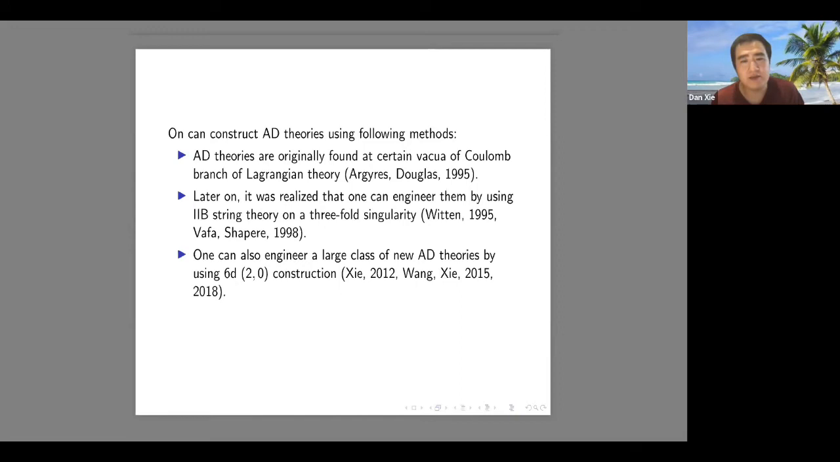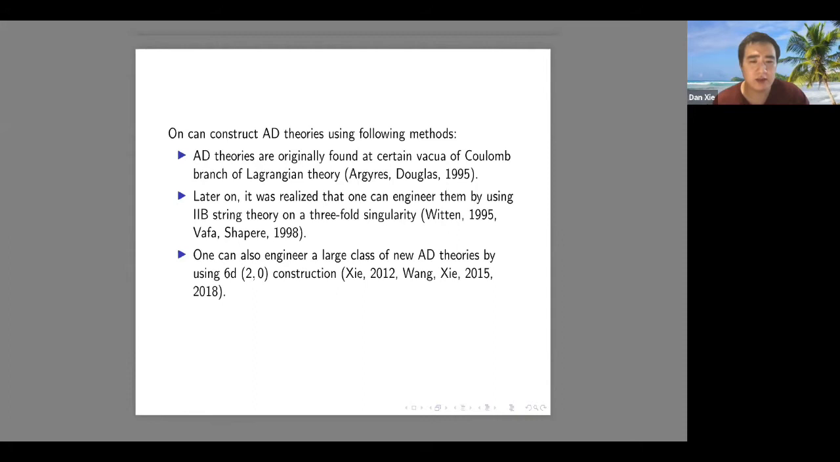But definitely these are not all of them. Also, this method is sometimes a little bit misleading. It's also difficult to extract correctly the low-energy physics. But then it was realized that one can actually engineer a lot of such theories by using type IIB string theory on a threefold singularity, a special kind of singularity. I think this was probably originally done by Shapere and Vafa, and then made more systematic by Xie and Yau.